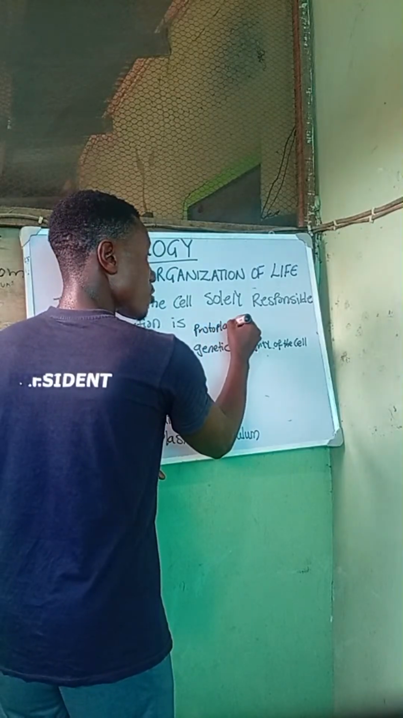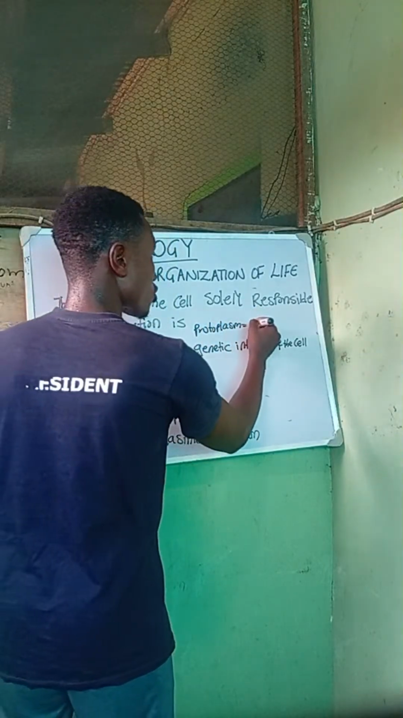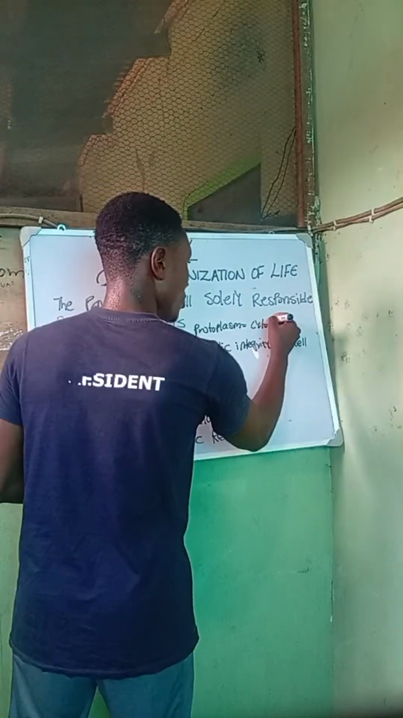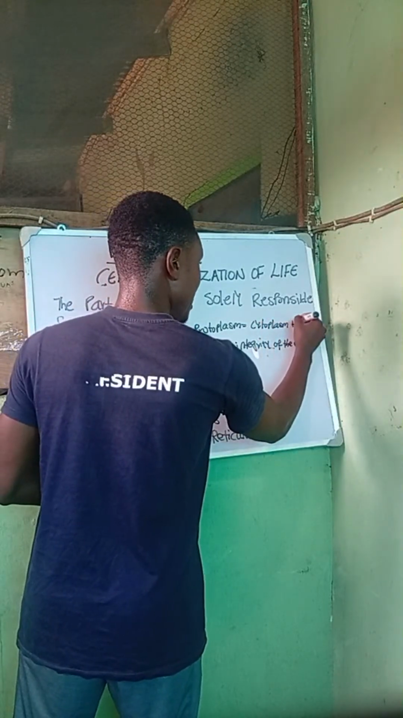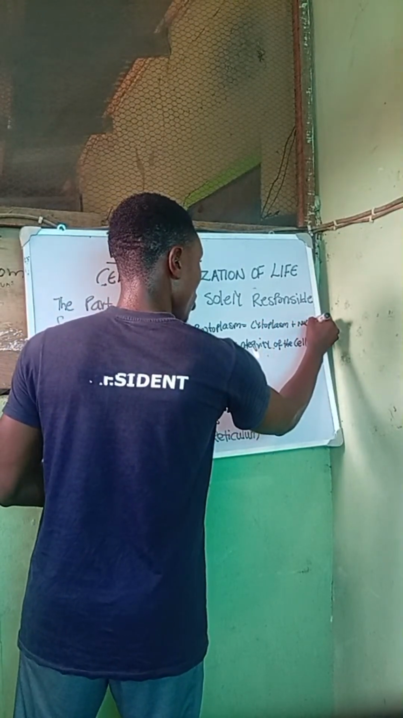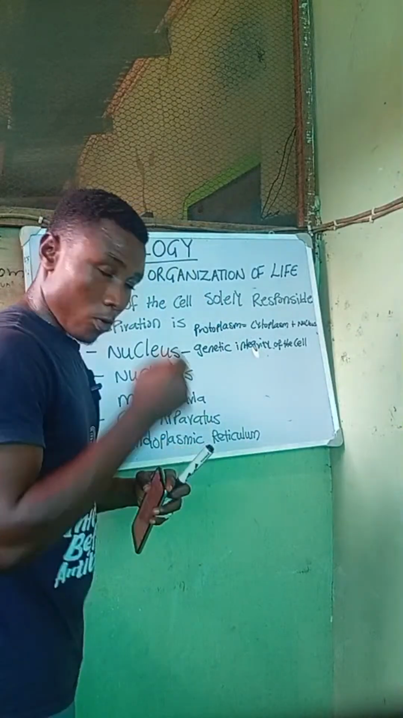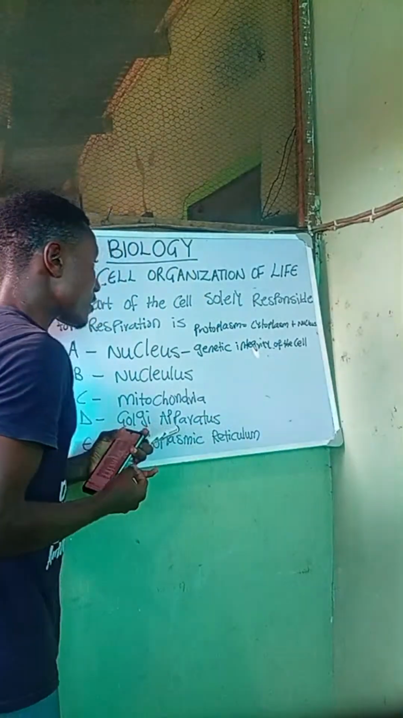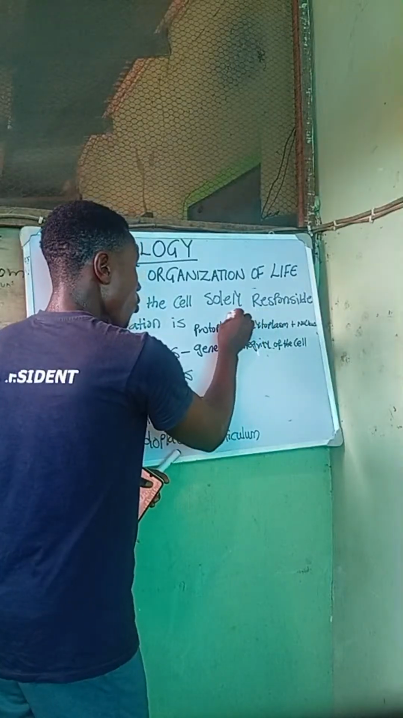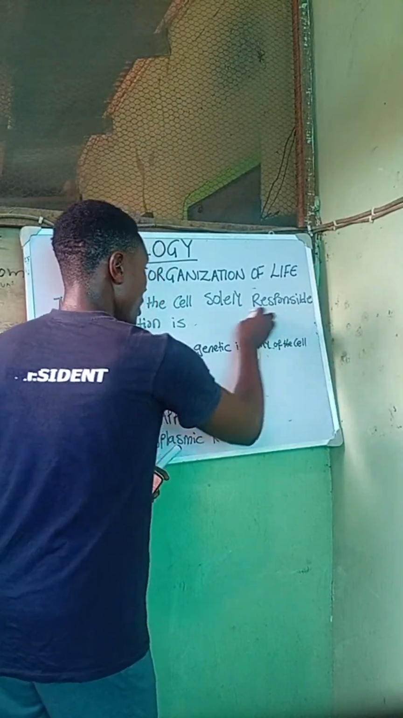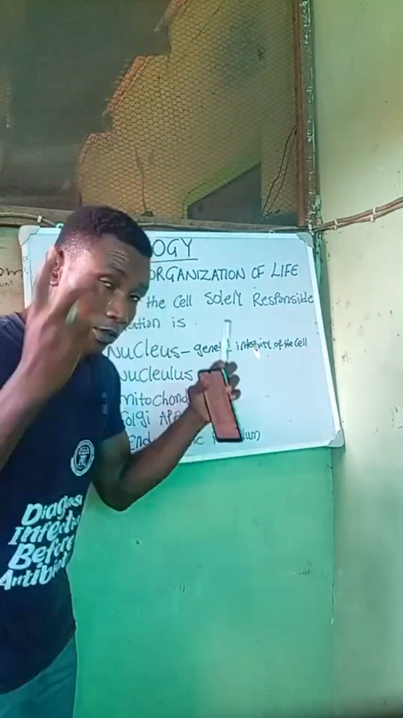The protoplasm does not just exist. The protoplasm equals the cytoplasm plus the what? The nucleus. The cytoplasm plus the nucleus, which makes up the living component of the cell. Right? So what is the nucleus now? The nucleus controls all cellular activities.